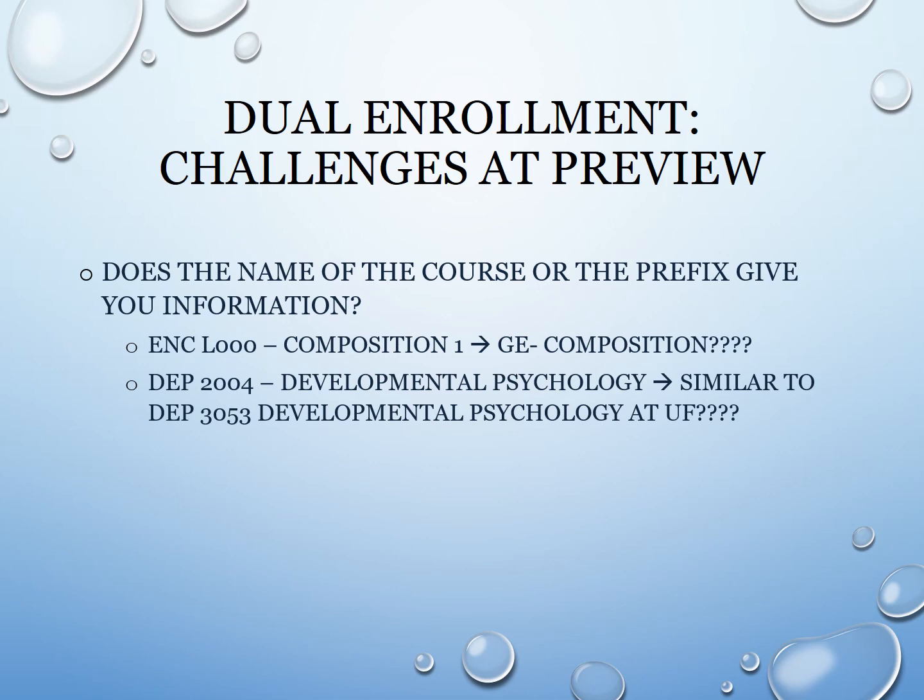This is actually a common class that's taught at different state colleges in Florida. So it falls under the common course number. It's a prefix and the number. We have it all set up already, but it doesn't have an equivalent here at UF. So this is one of those classes that we don't have an equivalent for here. It's called Developmental Psychology. Now, it's clearly not the exact same course as DEP 3053. Otherwise, it would be DEP 2053, right?